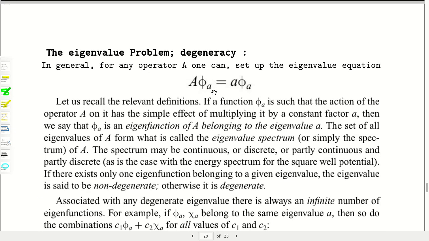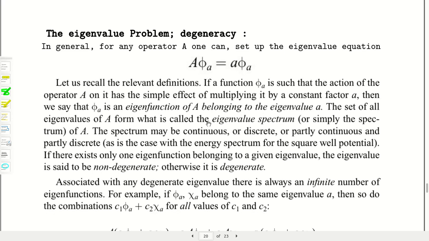Now we are heading towards the degeneracy discussion. As I have already pronounced this term degeneracy several times, but here we are going to look at what degeneracy means. Suppose A is an operator and phi A is an eigenfunction of it with eigenvalue a. If the eigenvalue is degenerate, degenerate means the eigenvalue a will come out from different functions also for the operator A.